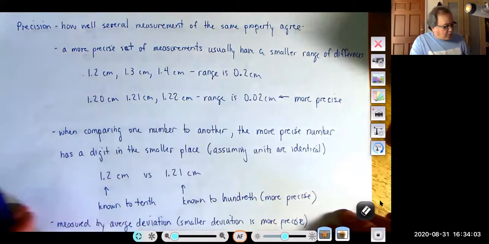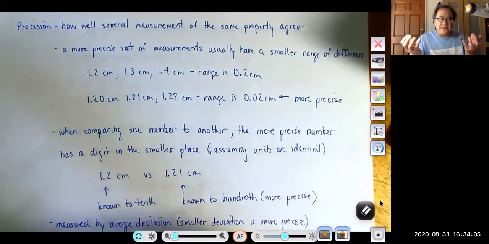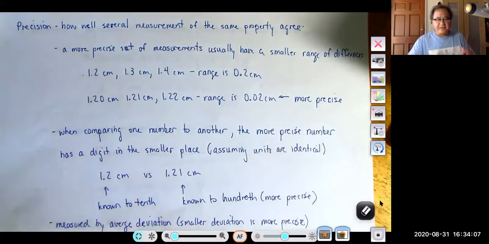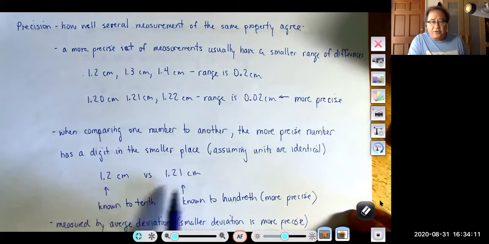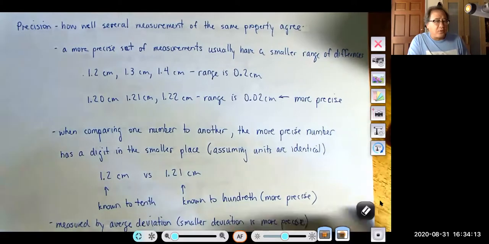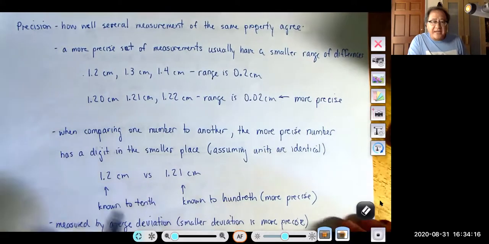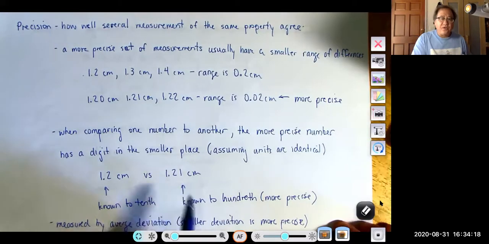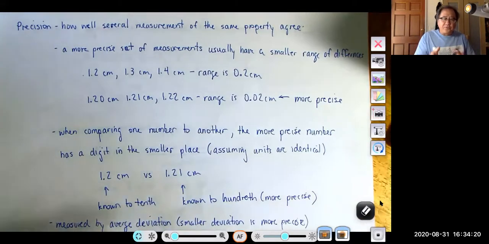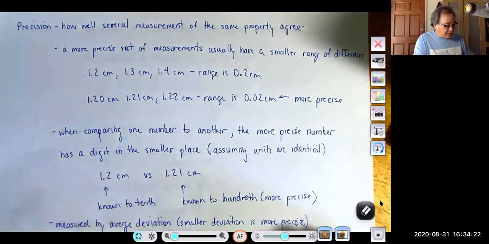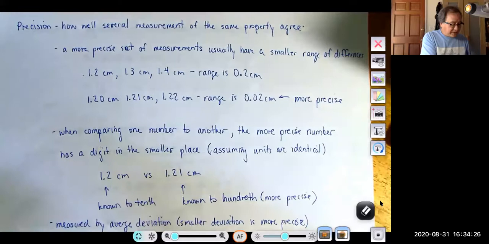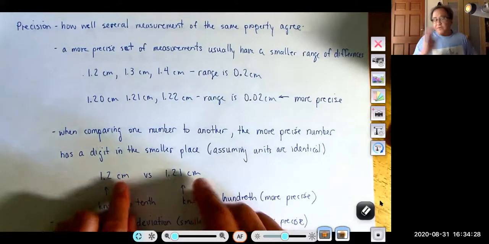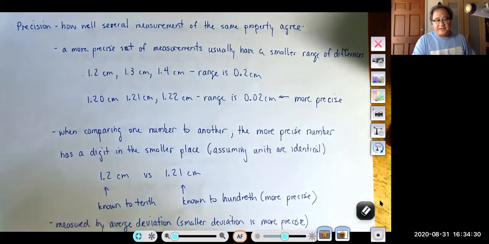Okay, what if you are just comparing two numbers that are averaged from things? Let's say that we had a 1.2 average and a 1.21 average. Which one is more precise? The answer is the second one, because we know the number to a smaller decimal place. This is only known to the 10th, this is known to the 100th, so when we're looking at the same unit and you know a number farther to the right, that's going to be more precise.